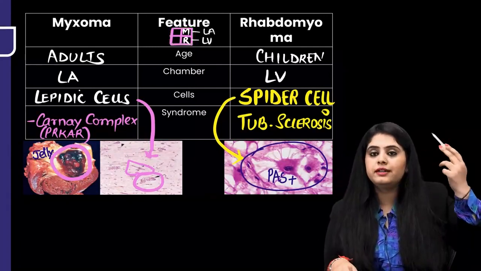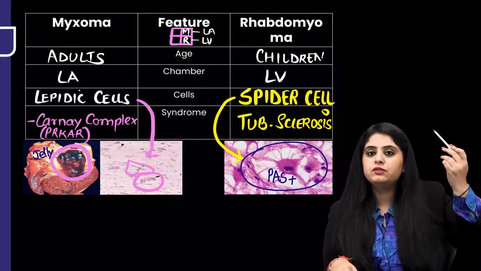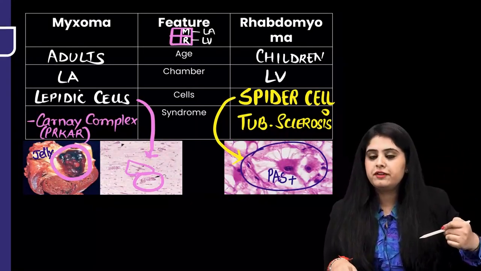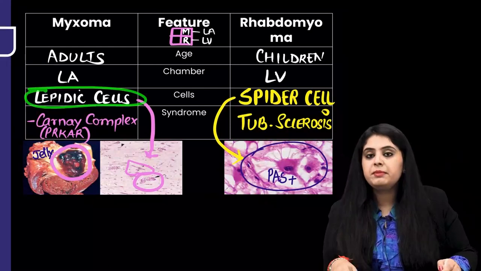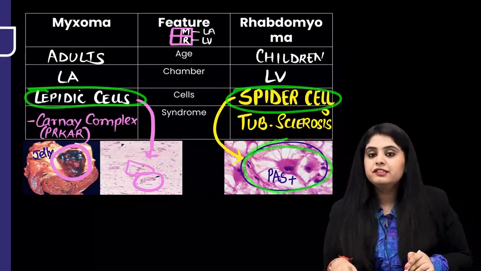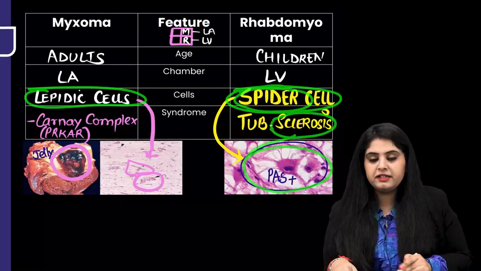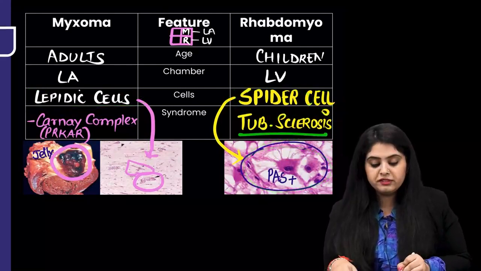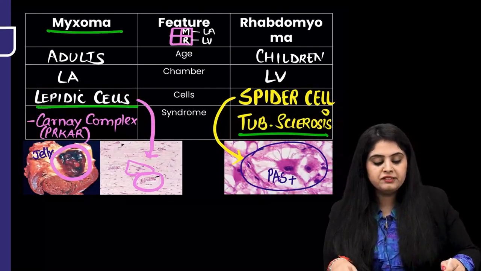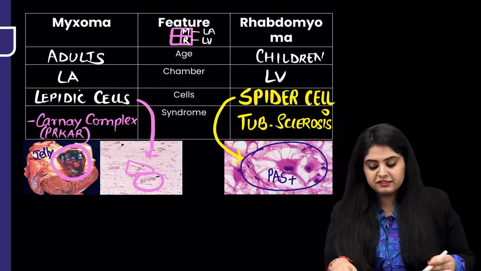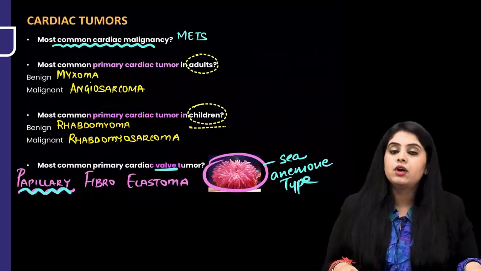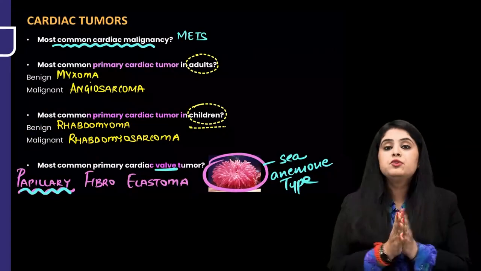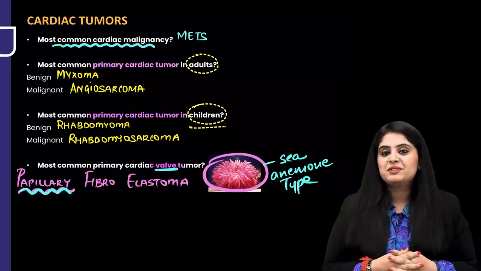Repeating, first I wrote Mister: M on top means adults, R below means children. M on top means left atria, R below means left ventricle. Myxoma shows you lipidic cells, rhabdomyoma shows you spider cells. So spider cells are seen in tuberous sclerosis. Myxoma has lipidic cells which you see in Carney's complex. And that wraps up all of your cardiac tumors and all of the rapid review of the cardiac chapter that I have to give all of you.